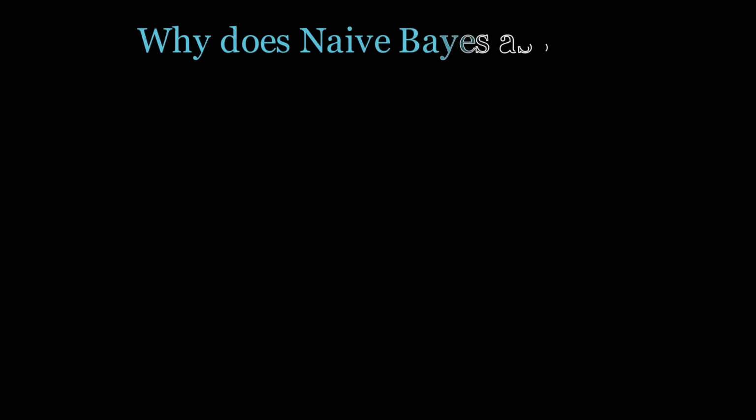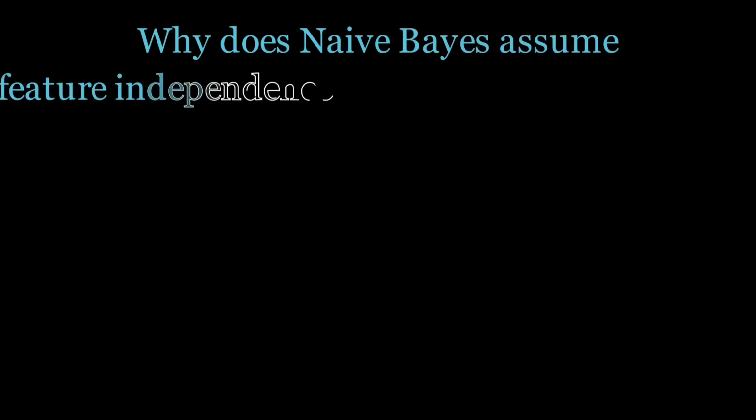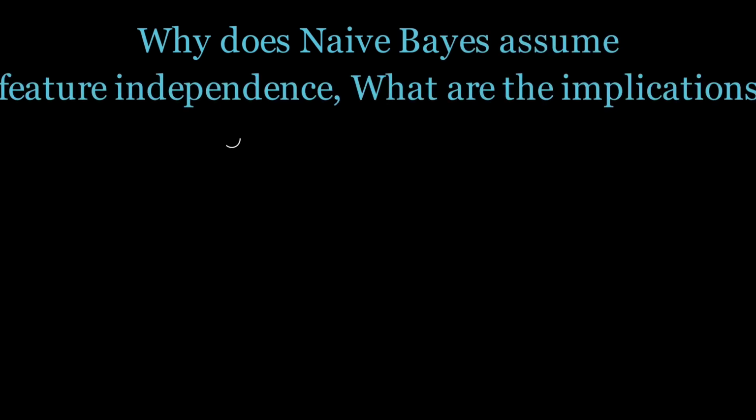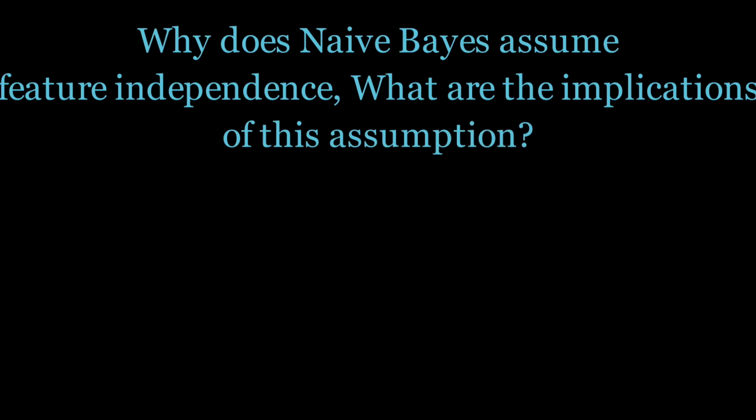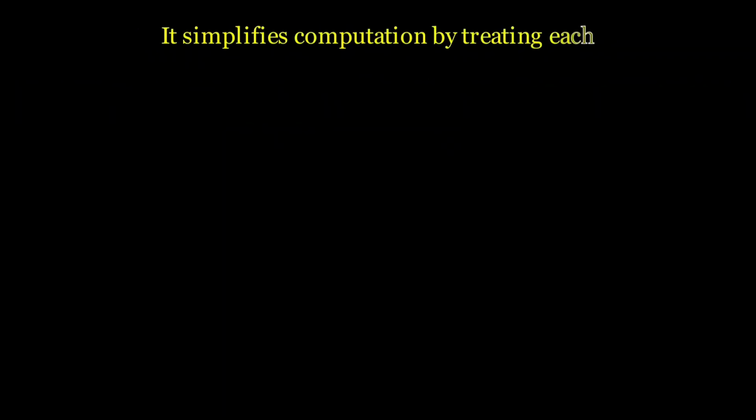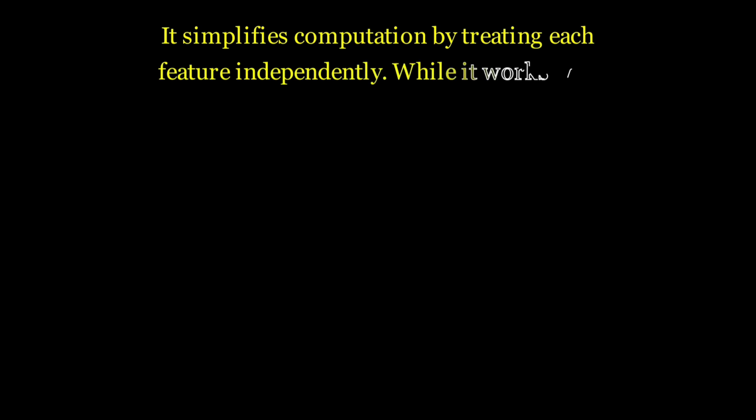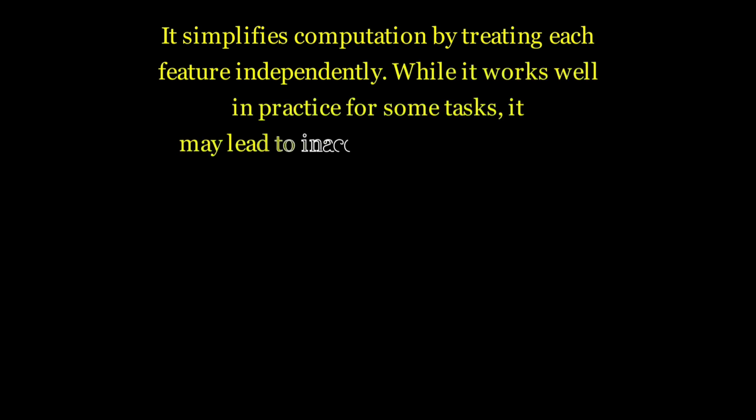Why does naive Bayes assume feature independence? What are the implications of this assumption? It simplifies computation by treating each feature independently. While it works well in practice for some tasks, it may lead to inaccuracies when features are highly correlated.